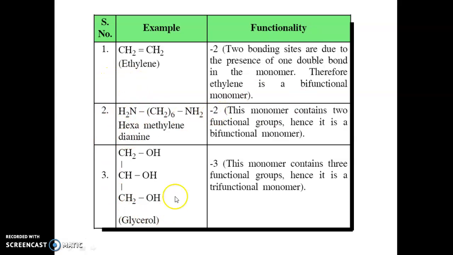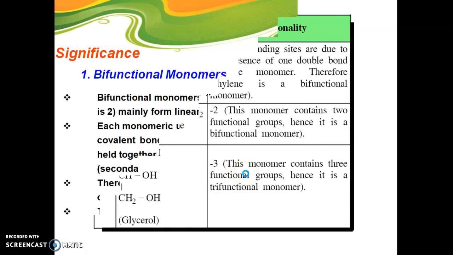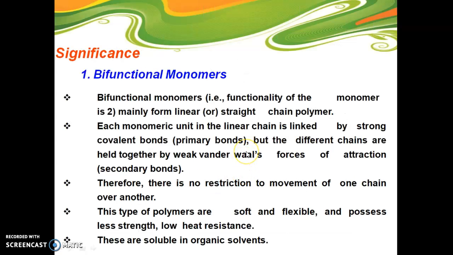Next, if you take an example of glycerin, can you find out the functionality of glycerin? Yes, it is 3. If you see, 3 different OH groups are present, so here the functionality is 3. So next, what is the significance? First we'll discuss the bifunctional monomers.